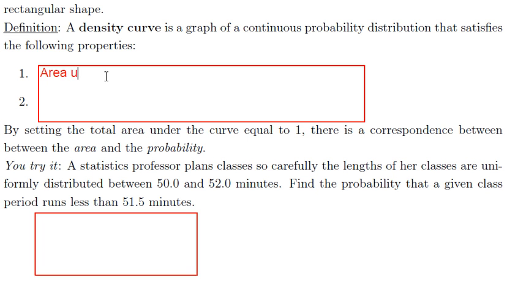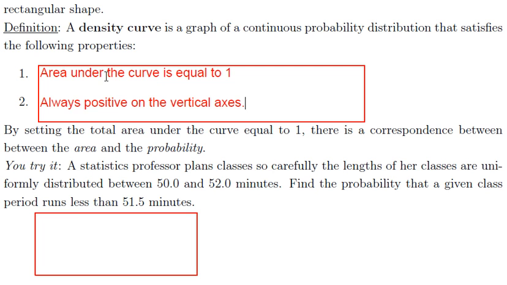The area under the curve is 1, and it's always positive on the vertical axis. That's the y-axis. Okay, that's not that important. But what's really important is the area under the curve is equal to 1.